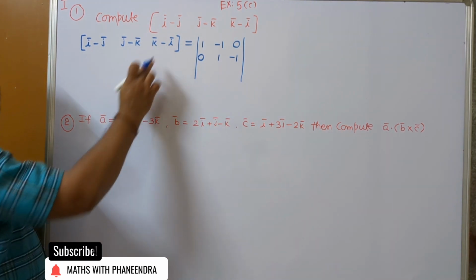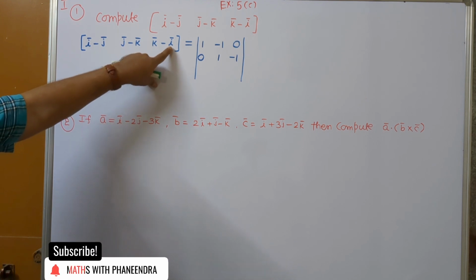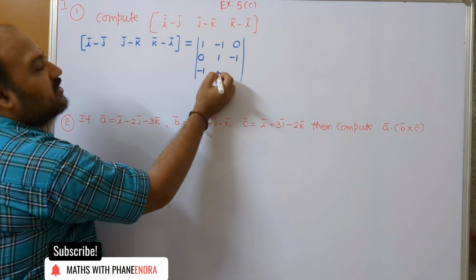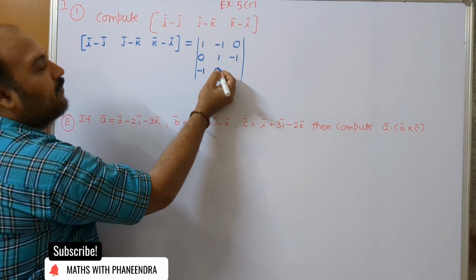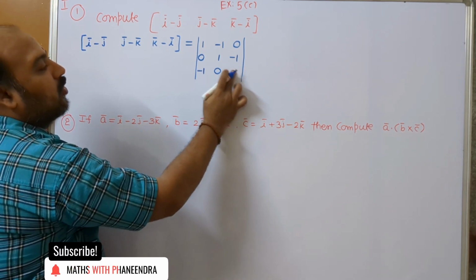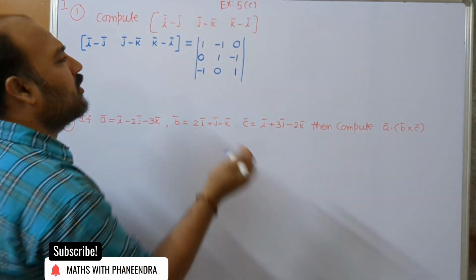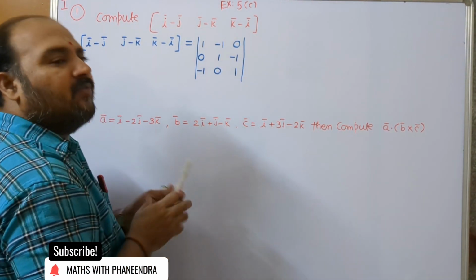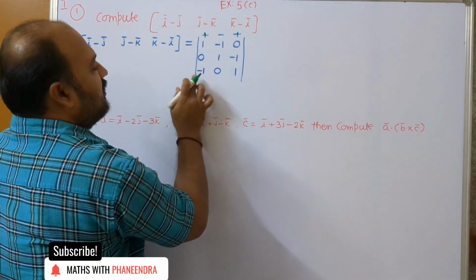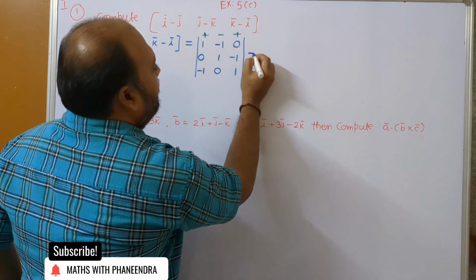Come to the third vector. In this i, j, k, i is available, j is not available. i coefficient is minus 1. So minus 1. j bar is not there means that value is 0. And k bar coefficient we are going to write. After that, 3 by 3 determinant, how we are going to expand, that is the way we can do it, dear students. So plus, minus, plus, in this way we are going to expand that.